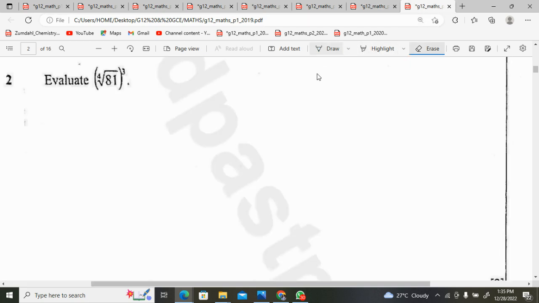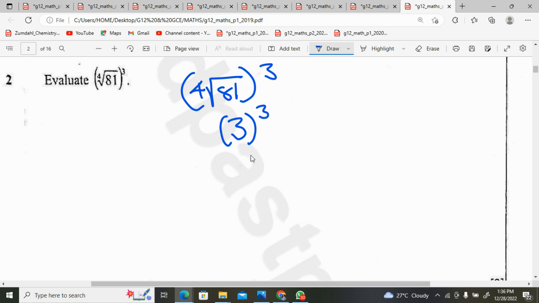Okay, and the last one which we have here, we are talking about the fourth root of 81 raised to the power 3. We already saw that the fourth root of 81 is a what? Is a 3. And this is also raised to the power 3. 3 to the power 3, that is what? 27. So that is it. That's how you get to work these out.